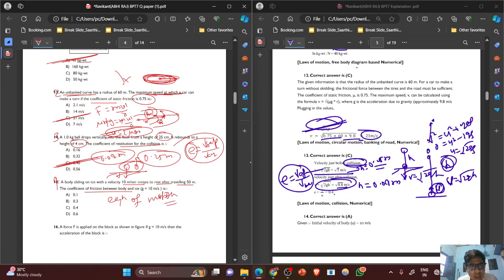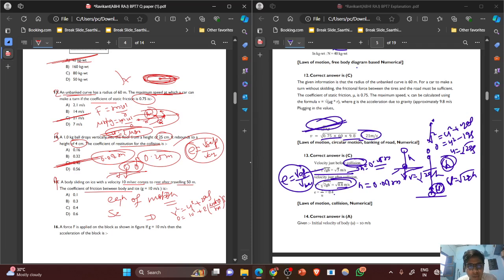As you can see here, s is equal to what? Ut plus half at square. So finally it comes to rest, your final velocity will be 0. So you can use this equation also, v square equals u square plus 2as. Simply your v is 0, u is 10, square, plus acceleration, which is force by mass. Force is equal to mu mg, divided by mass, it will be this, and then s.